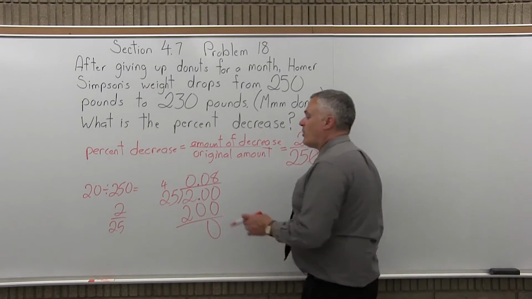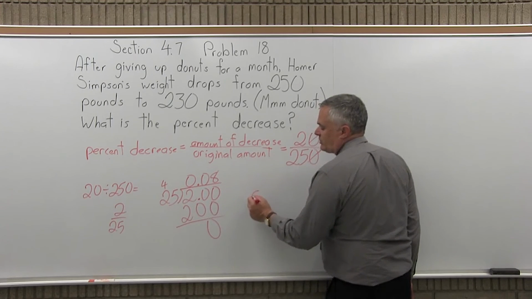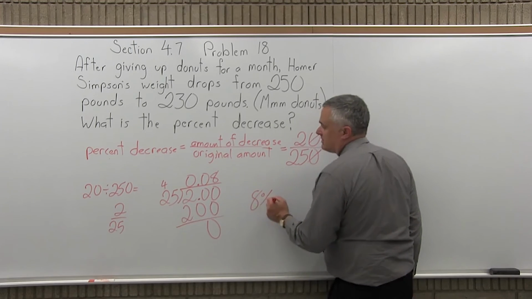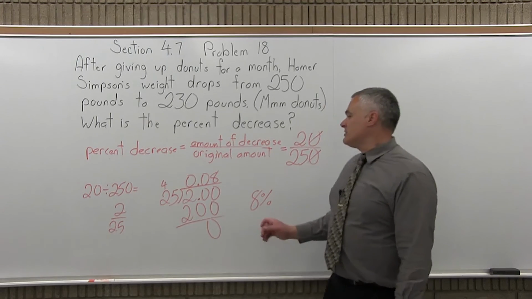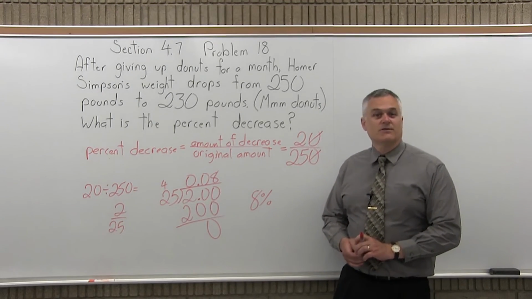It fits in perfectly. 0.08 as a decimal gets converted to 8%. So by losing 20 pounds, Homer experienced an 8% decrease in his weight. Imagine if he gave up beer.